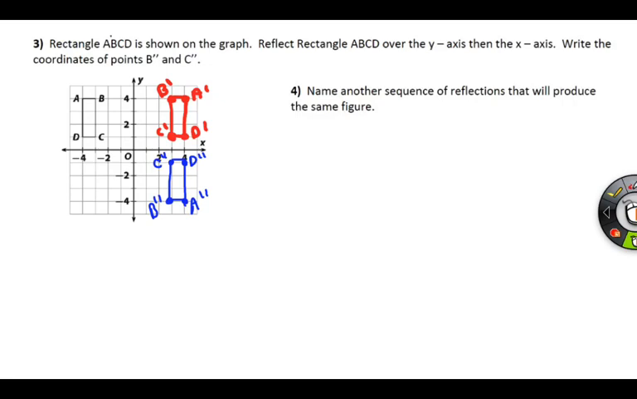So what we could also do is, instead of going this way and then this way, we could reflect over the x-axis first, and then we could reflect over the y-axis, and we actually would get the same, we'd be at the same spot. Okay?